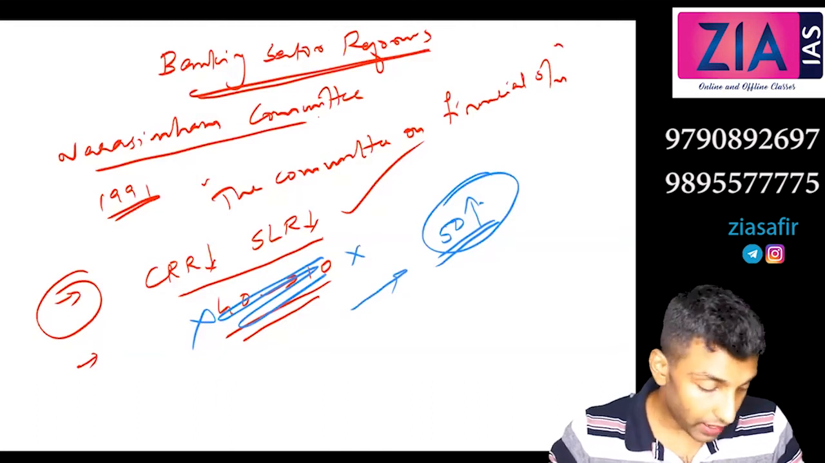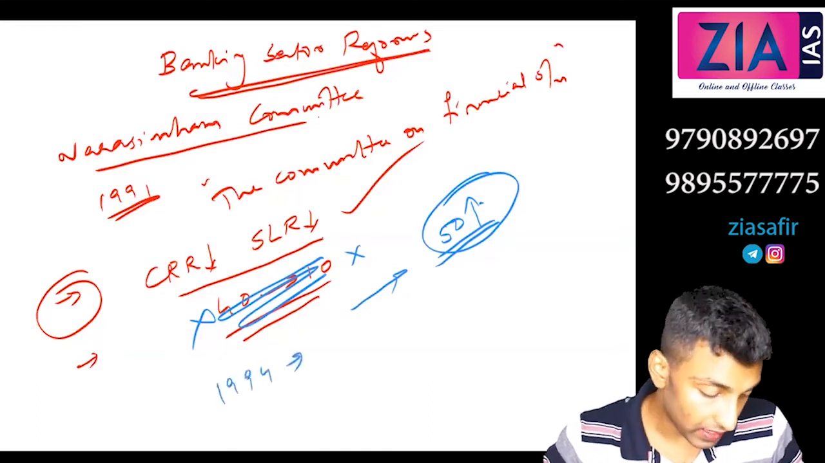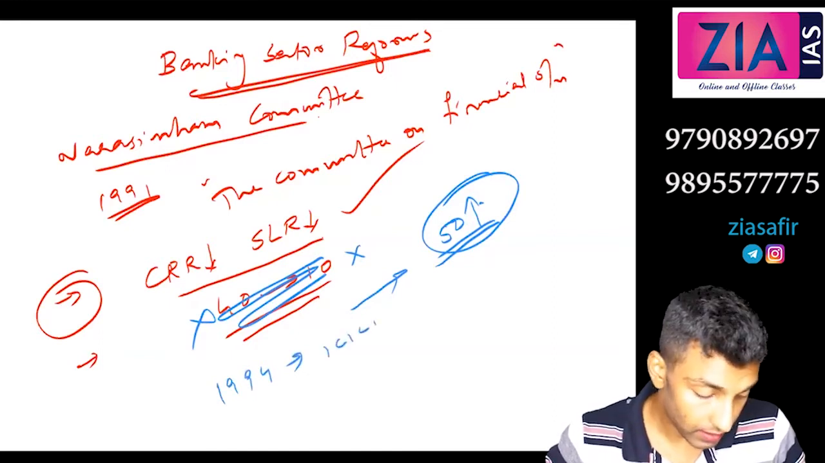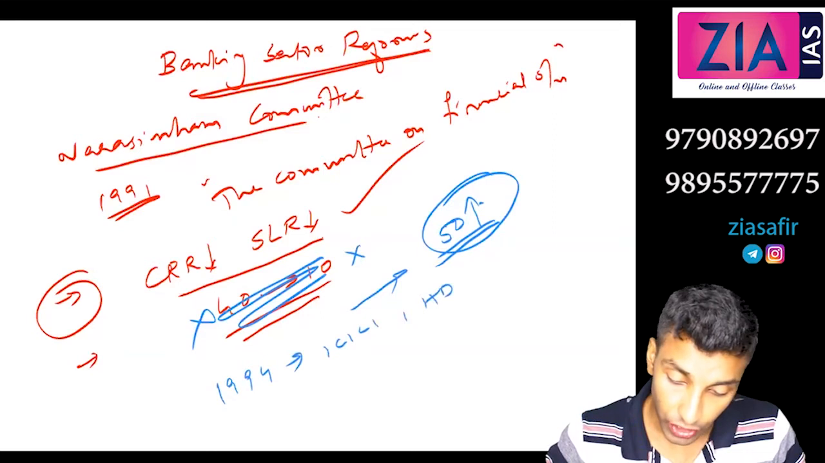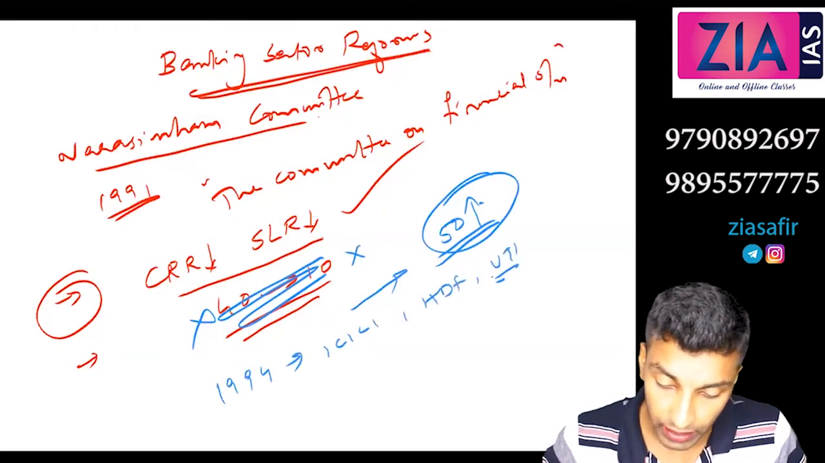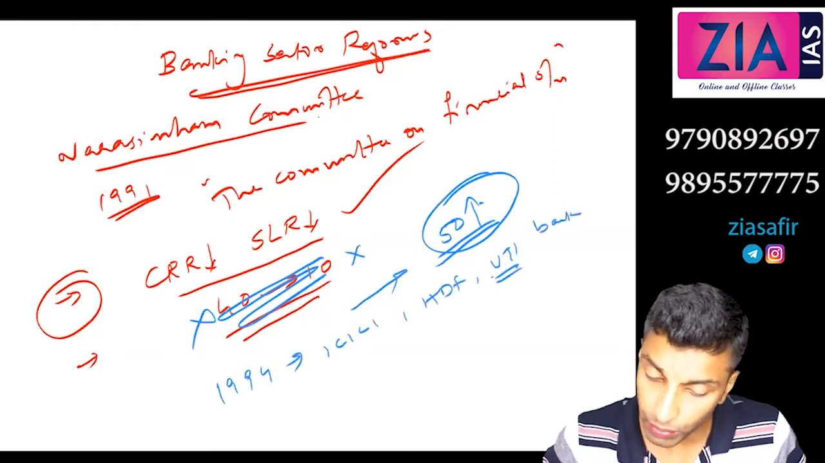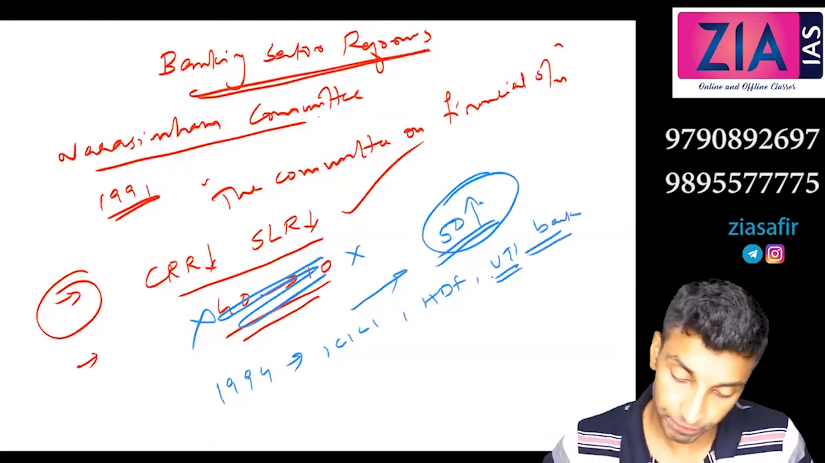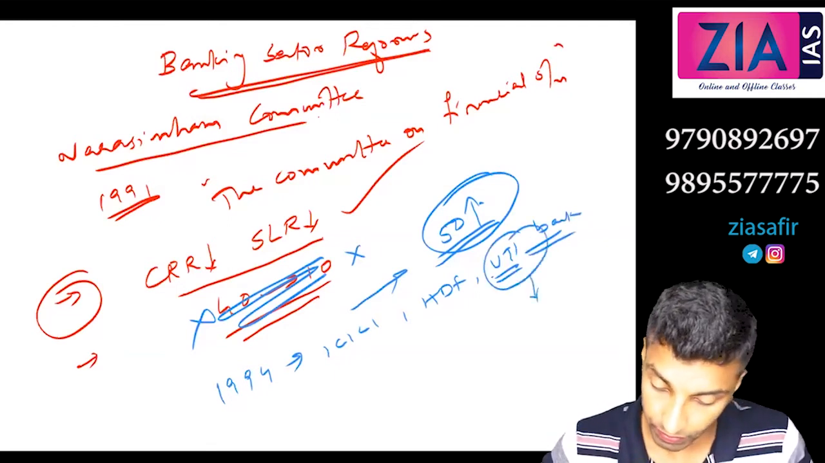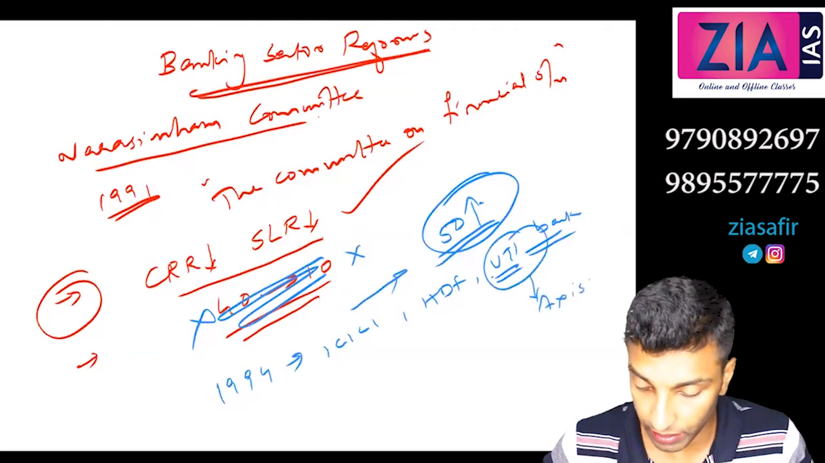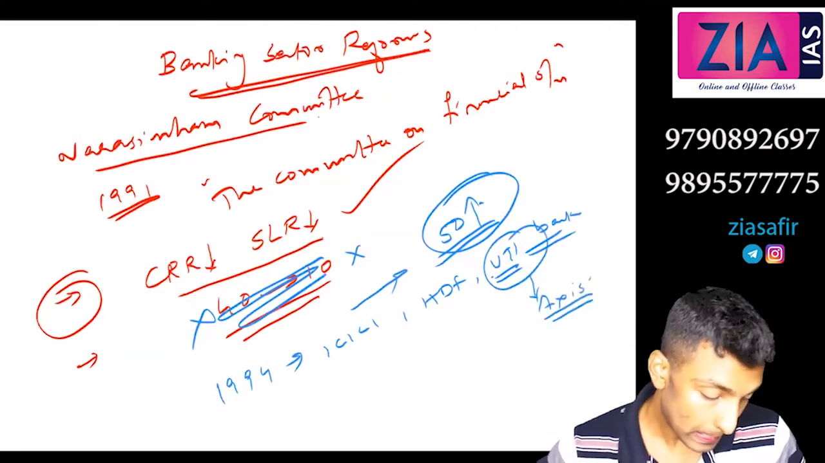Okay, so you can see in 94, which major private sector banks came? ICICI Bank, HDFC Bank, UTI Bank. What is this bank, UTI Bank? Is this bank there now, or was the name changed? This is Axis Bank. Okay, UTI Bank is the Axis Bank.